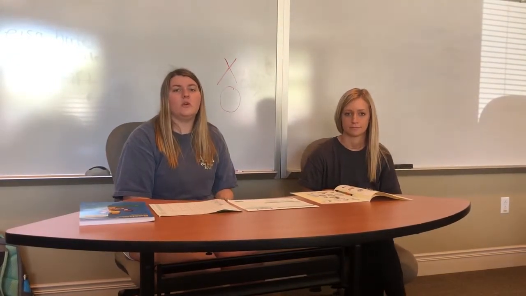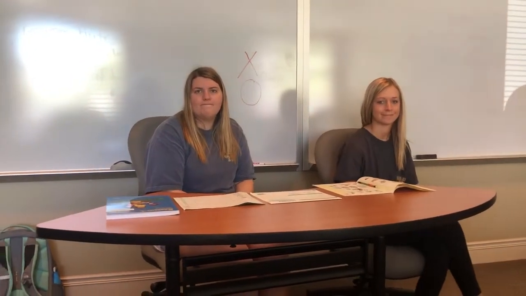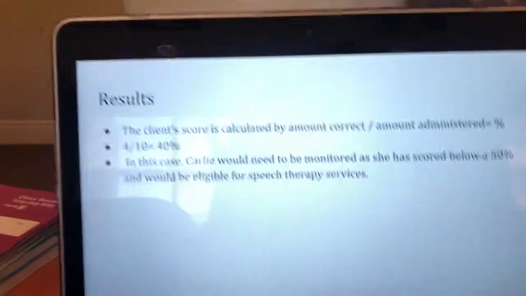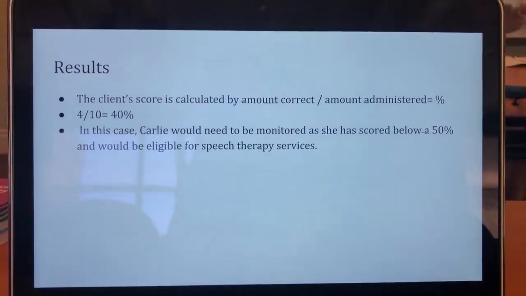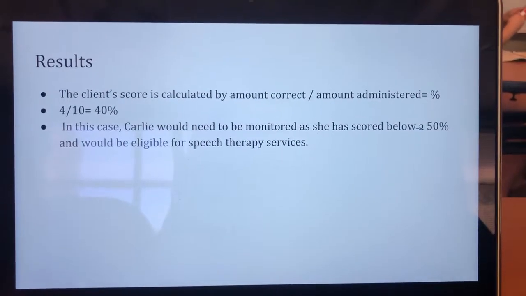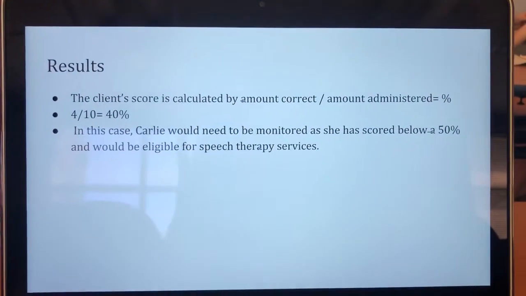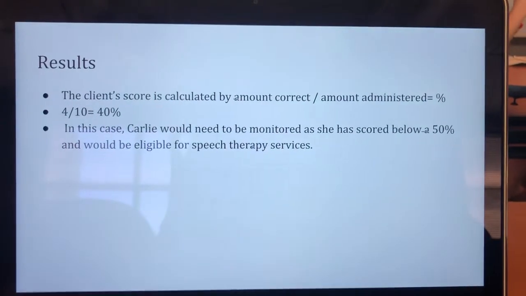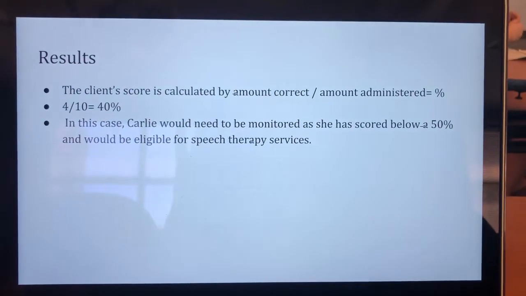Now, by administering this to a real client, you would move much slower and it can be performed in a group. But based on Carly's results today, she received a 4 out of 10, which means she scored a 40%. So, with the results, the client score is calculated by the amount correct divided by the amount administered to create that percentile. So therefore, since Carly got a 4 out of 10, she received a 40%.